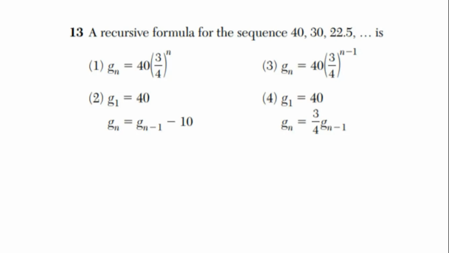All right, recursive formulas, really interesting word, but never sounds fun. But recursive basically just means that we're defining a current value in terms of a previous value.